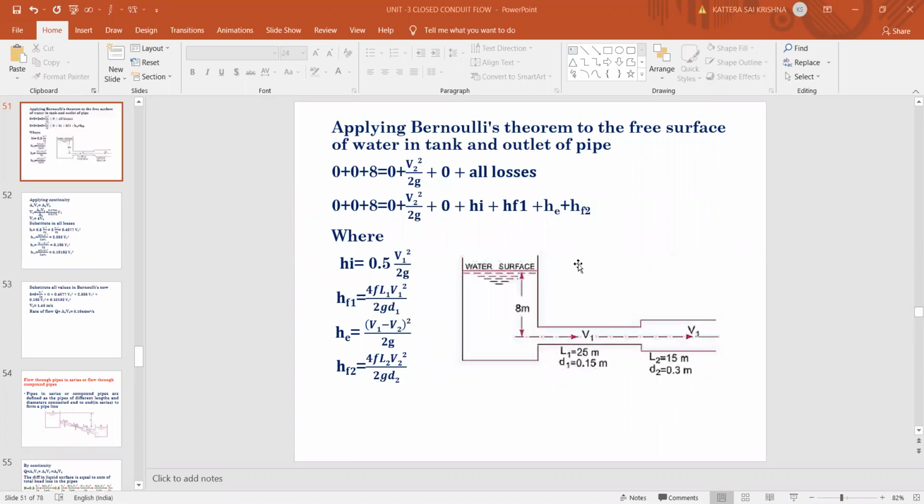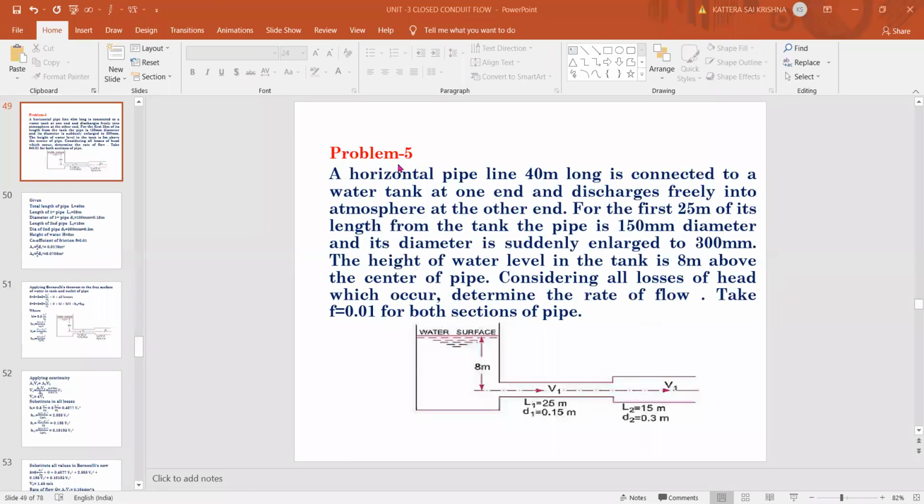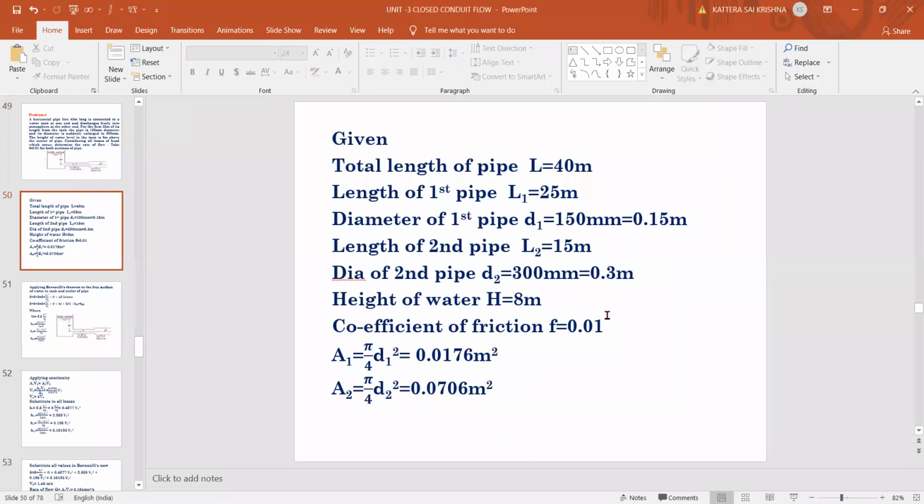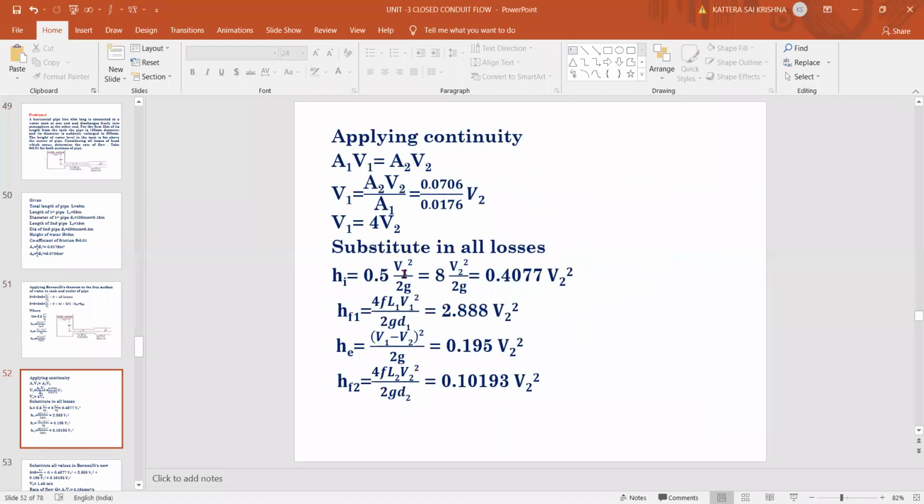Yes, see here. This is the problem which you have solved already. Fifth problem. Problem number 5 is the same problem. Only thing we are going to do is draw the hydraulic gradient line and total energy line for this problem. Right? Already the fifth problem we have solved, so we already have all the values here.